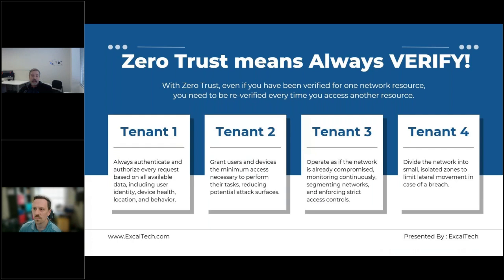Second, least privilege access. Users and devices should only have the permissions necessary for their specific tasks, nothing more. This reduces the risk of data breaches by limiting damage by a compromised account.